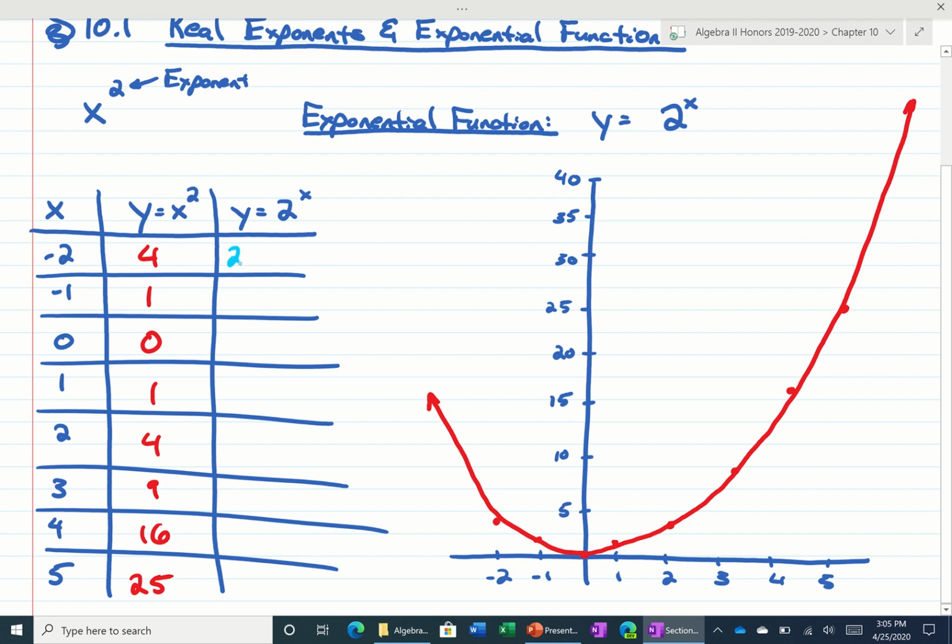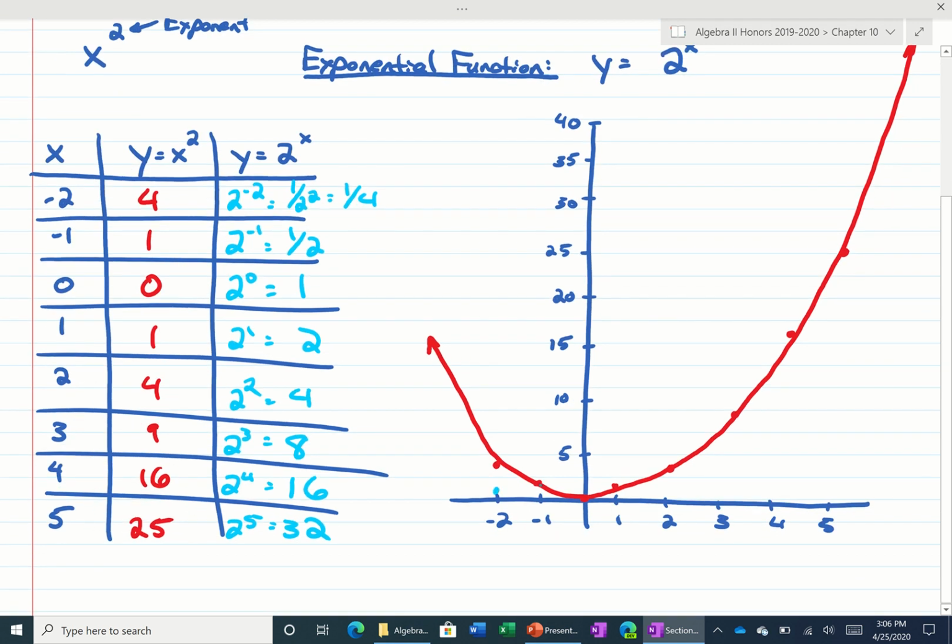So 2 to the -2nd, remember, is 1 over 2 squared, which is 1/4. 2 to the -1st is 1 over 2. 2 to the 0, anything to the 0 is 1. 2 to the 1st is 2. 2 to the 2nd is 4. 2 to the 3rd is 8. 2 to the 4th is 16. And 2 to the 5th is 32. So let's graph this.